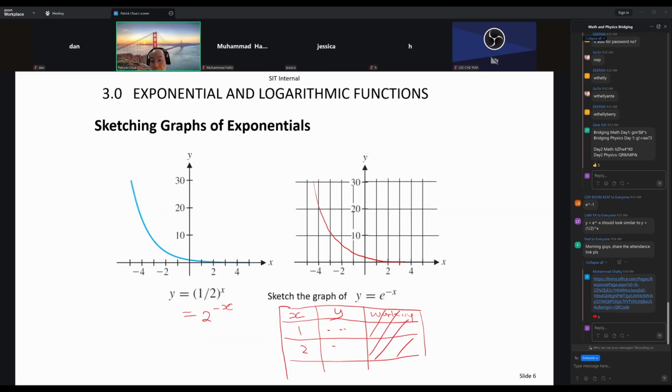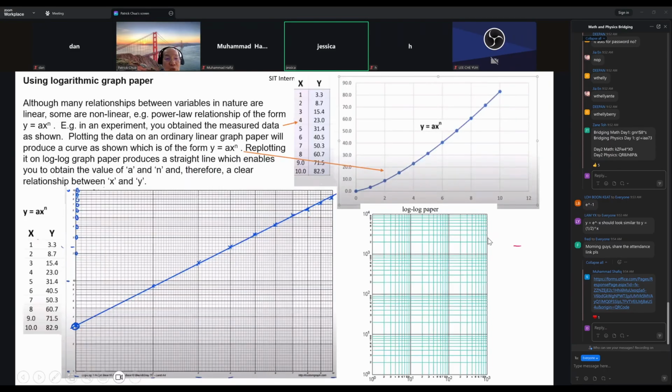Next, the usefulness of exponential function knowledge. Just an example of the usefulness. Many relationships between variables in nature are linear, some are non-linear, some are exponential, or in a power form. So let's say in an experiment, you obtain measured data.